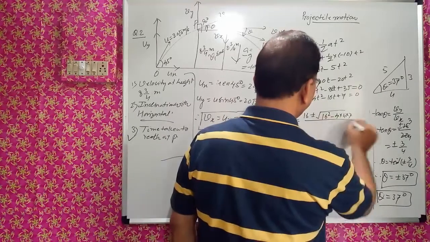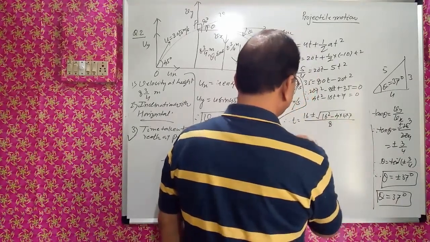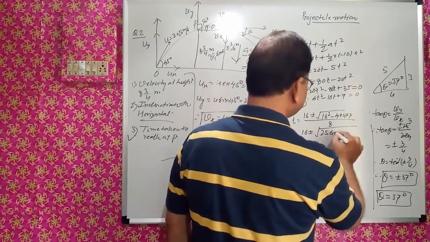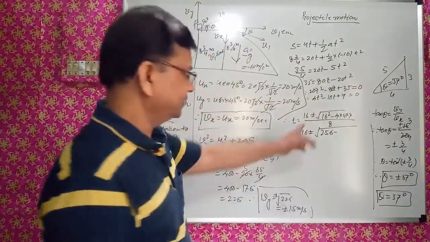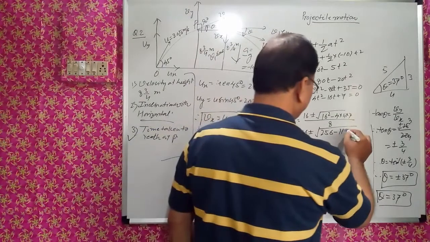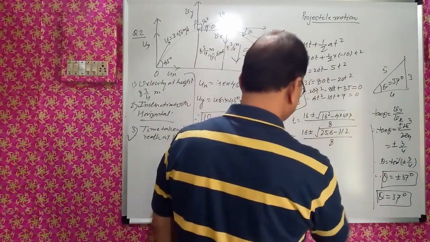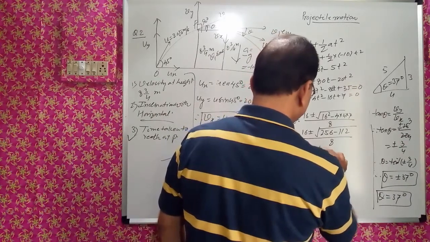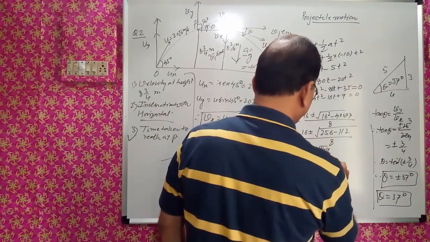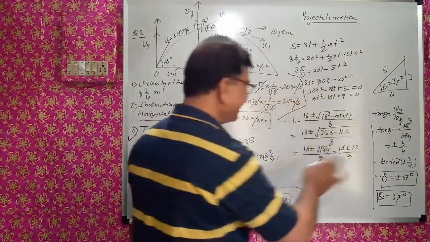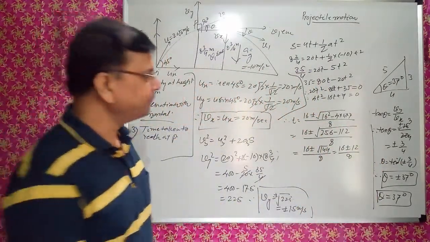into 7, by 8. So that is 16 plus minus under root 256 minus 112, by 8. That is 16 plus minus under root 144, by 8, that is 16 plus minus 12 by 8. So two values of t we will be getting over here.